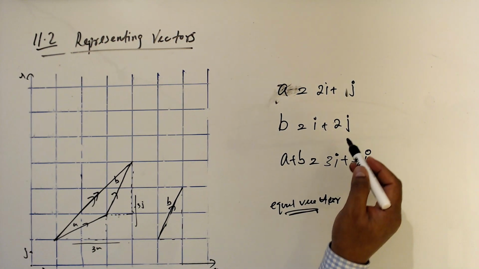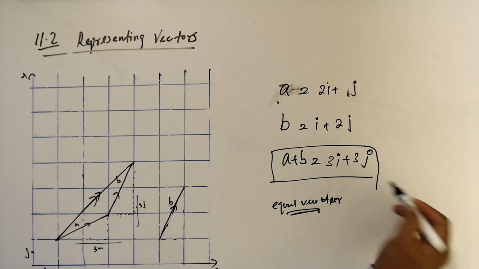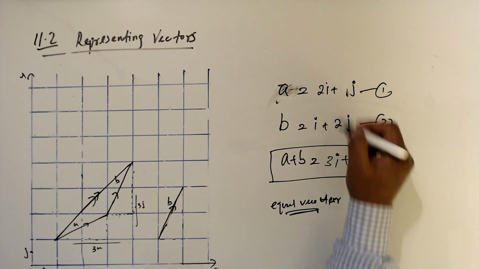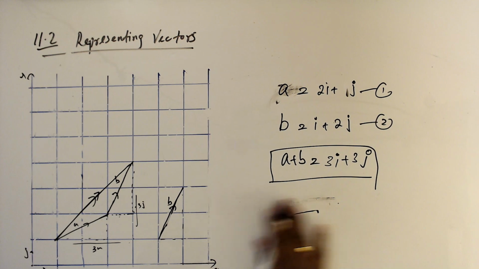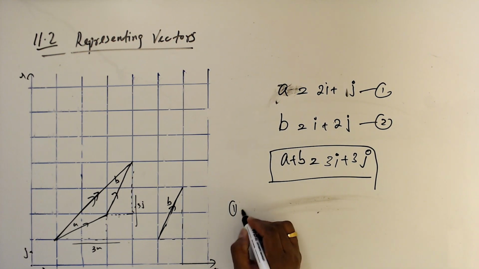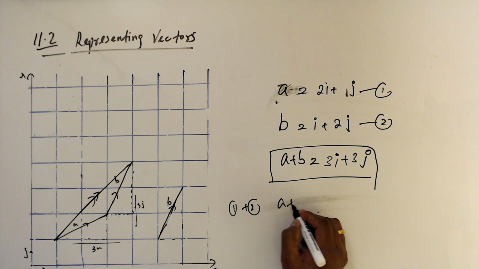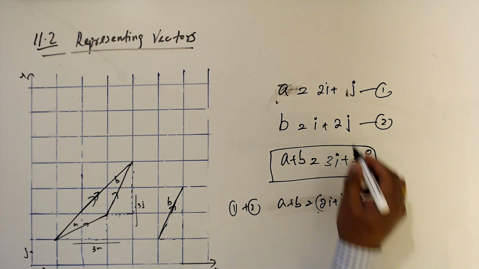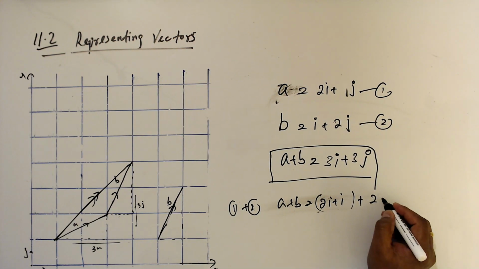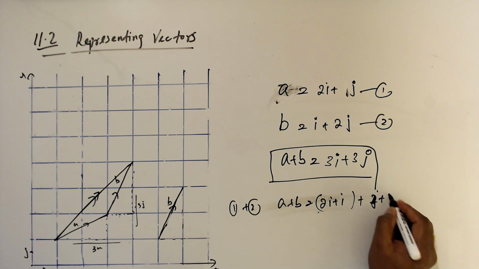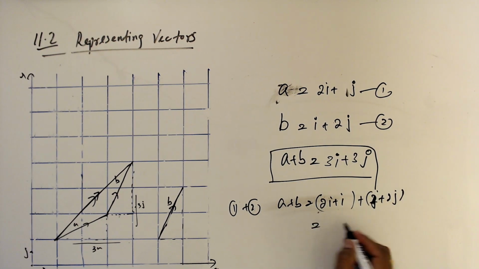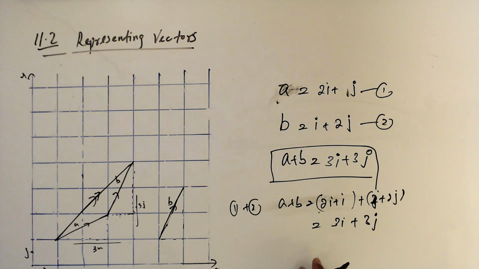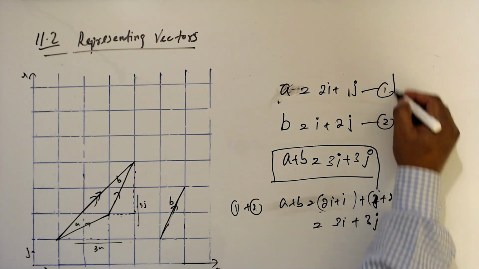Now you can see that this result you can get simply by adding those two. When you add 1 plus 2, on the left side is a plus b, and on the right side is 2i plus i, and j plus 2j. Basically this is 3i plus 3j.